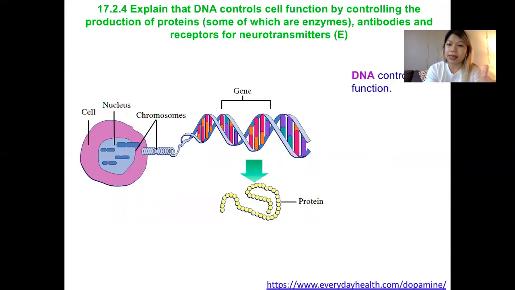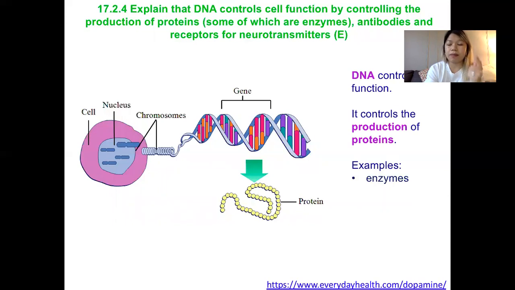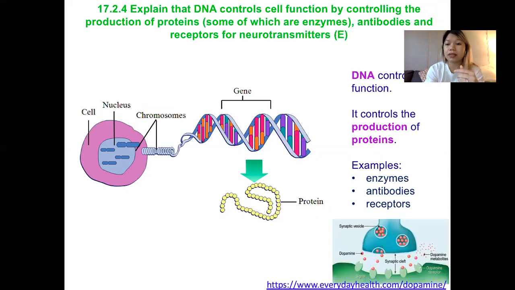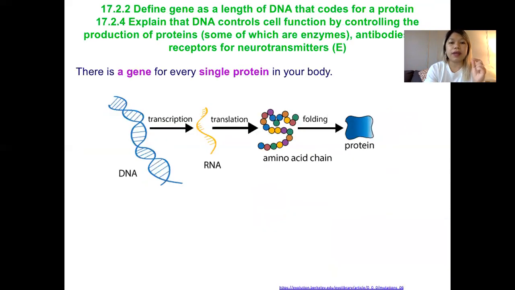So we know that the DNA controls function. It controls the production of proteins. For example, enzymes that are being made, antibodies that are being made. We already know what those are. Receptors that are found along cells that will accept neurotransmitters. So it's really, really important that we have the right sequencing for the right type of proteins that we need. Okay, so there is a gene for every single protein in your body.